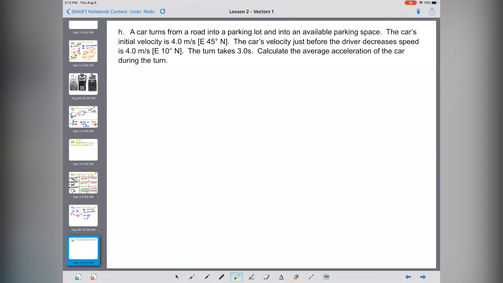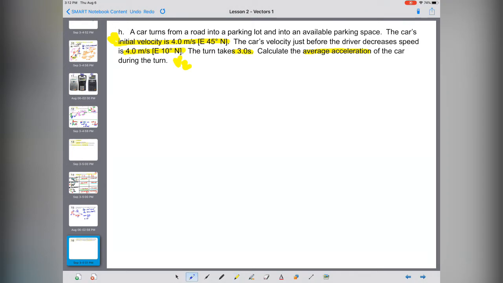A car turns from a road into a parking lot into an available parking space. The car's initial velocity is 4 meters per second east, 45 north. The car's velocity just before the driver decreases the speed is 4 meters per second east, 10 north. So this is your V1 and this is your V2. Then the turn takes 3 seconds. Calculate the average acceleration of the car during the turn.